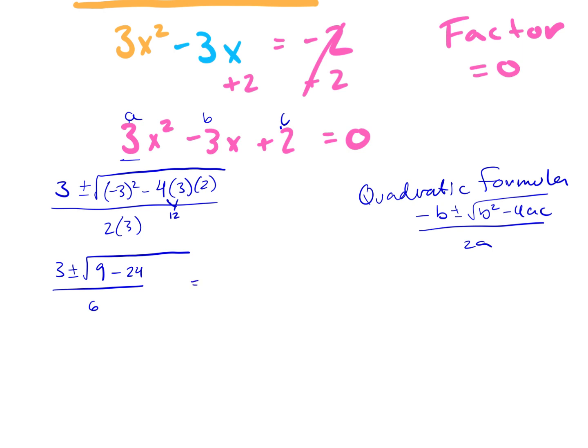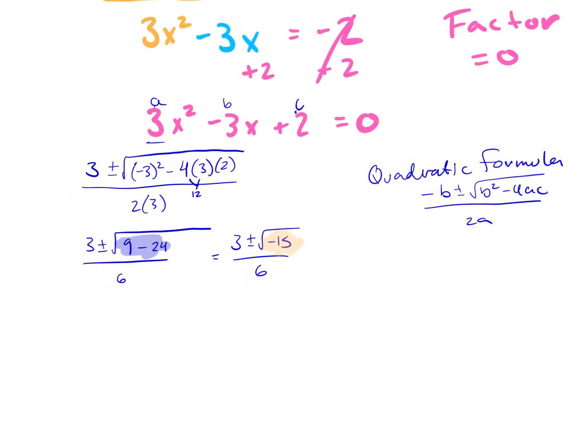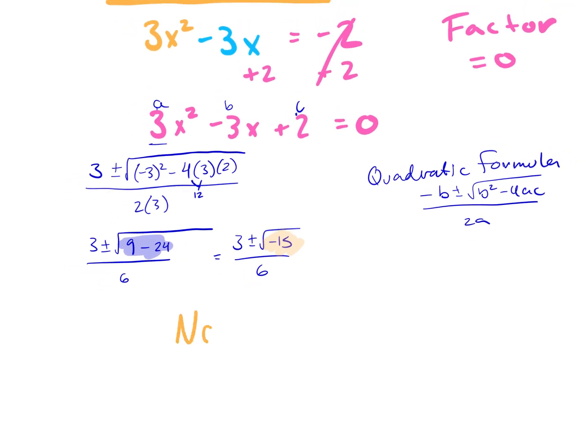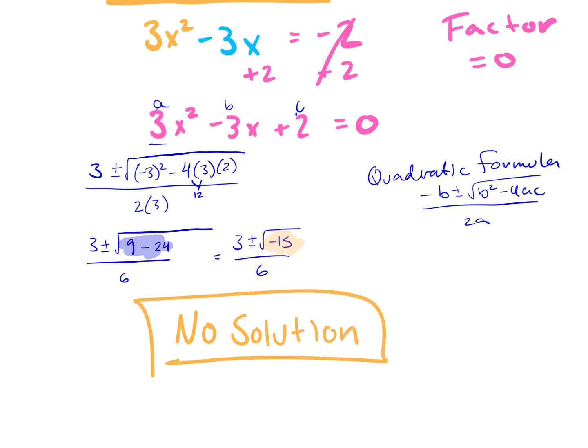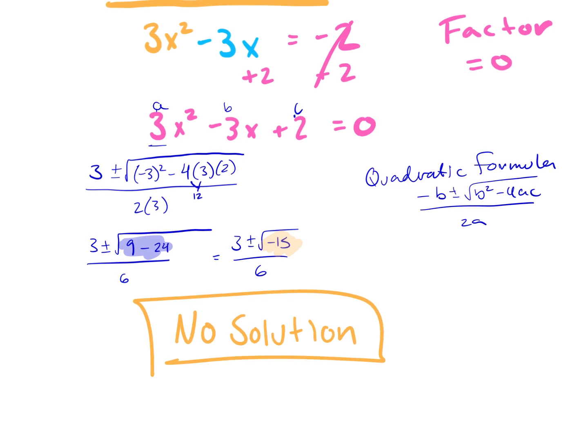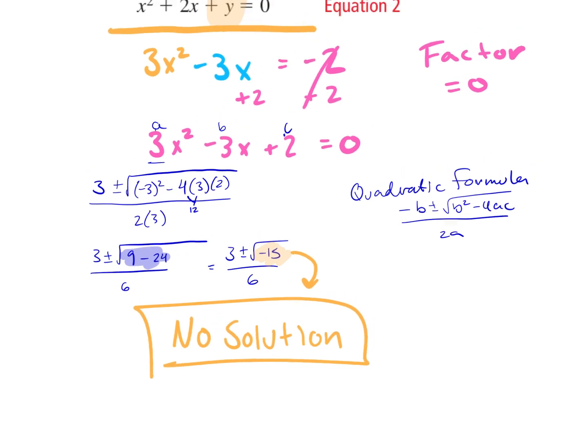And then I want to subtract inside the square root here. So 9 minus 24 would be -15. So 3 plus or minus the square root of -15 over 6. We cannot have negative inside of our square root because we know that would turn into an imaginary number, which is not a real solution. So this is an example of no solution. So if you can't factor, you have to do the quadratic. If you end up with a negative under your square root, that tells you there is no solution.